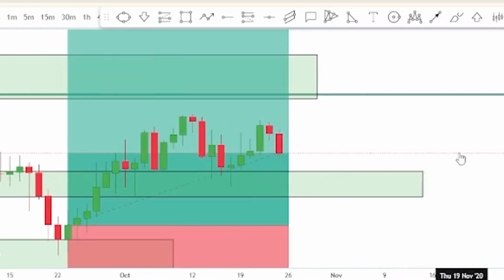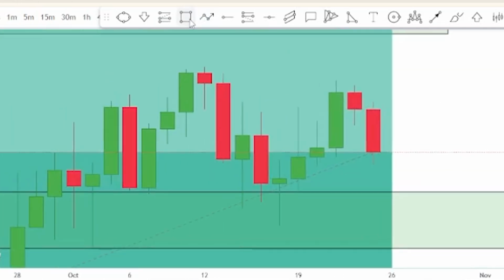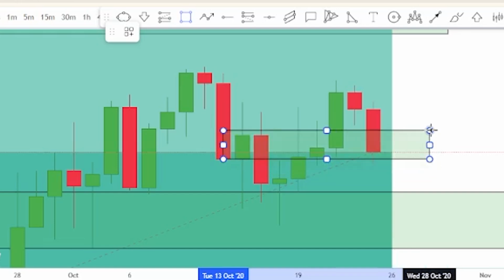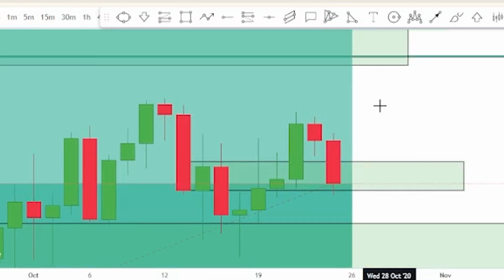So even here, internal in the consolidation or ranging market, we have a demand zone from this area. Even now, if we get a bullish candle, I'm going to be entering from this area. I'm looking just for the entries for buy.